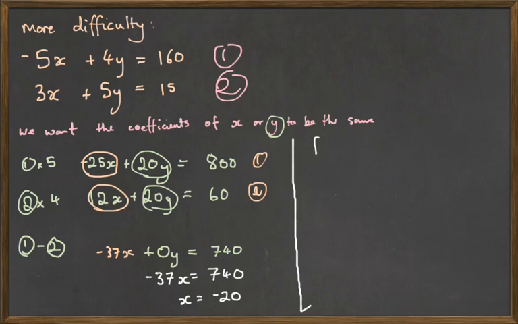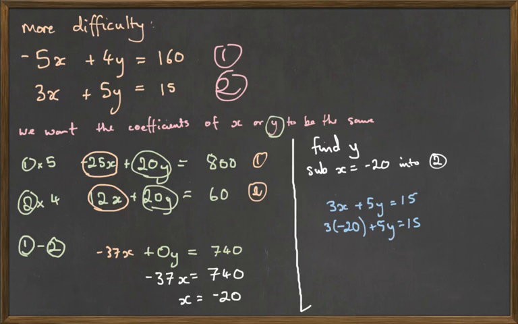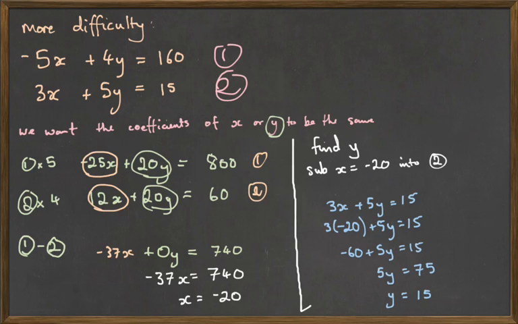Now we've got the value of x, we find y. So we're going to sub x is equal to minus 20 into equation 2. We're just choosing equation 2 because maybe it looks a bit easier. Equation 2 was 3x plus 5y is equal to 15. So that's 3 times minus 20 plus 5y equals 15. 3 times minus 20 is minus 60, plus 5y equals 15. Add 60 to both sides. And finally divide both sides by 5. So that's the final answer, y is 15.